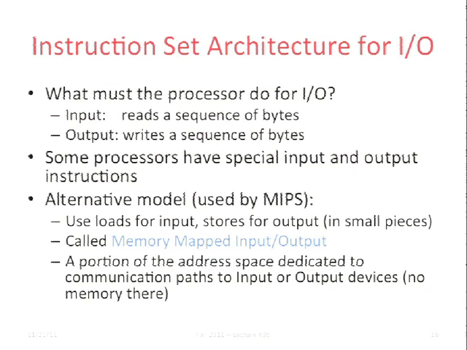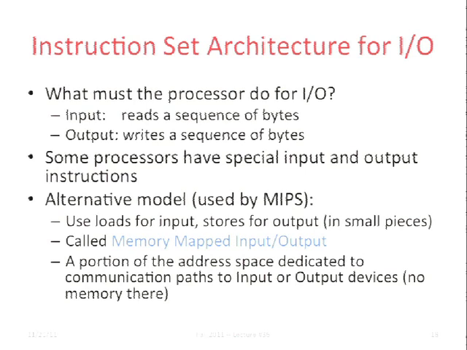So one way to do it is by having special instructions, okay? And again, this will be at the assembly language level. So you can have separate input and output instructions. So you can have an input, which is going to read a sequence of bytes. You can have an output that writes a sequence of bytes, okay? And some processors do have special instructions for this. But the MIPS actually doesn't. The MIPS uses another technique, which is kind of interesting.